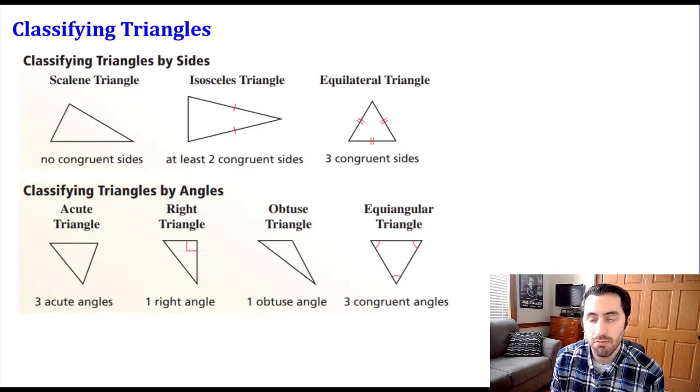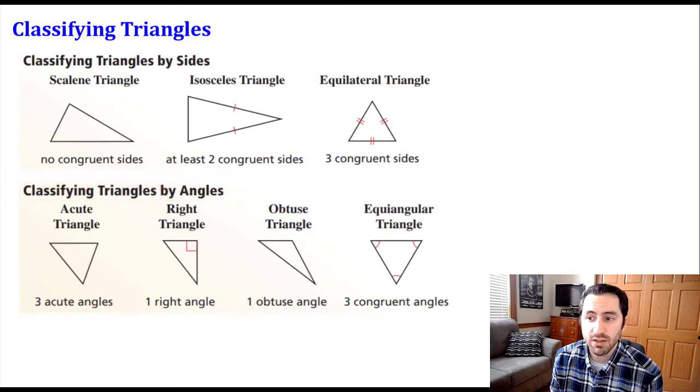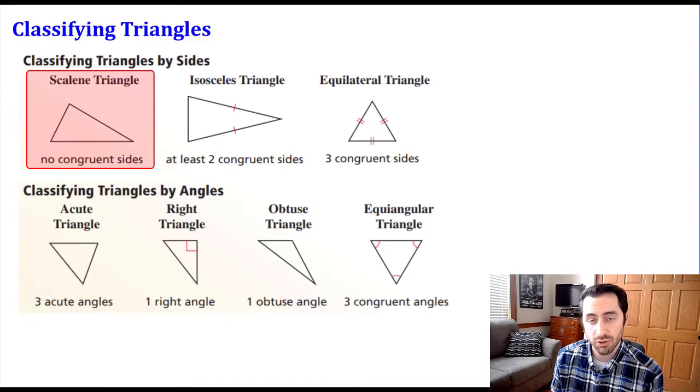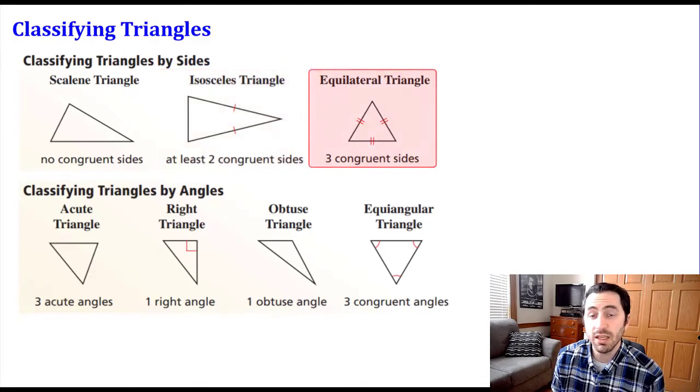So as I said to begin with, here are the different ways that we can classify triangles. There are two main categories. We can classify them by the side lengths, and we can also classify triangles by the angle measures. For the side lengths, we have three options. We have a scalene triangle, which is a triangle that has no congruent sides, so none of the sides are the same length. An isosceles triangle has at least two congruent sides, so two of the sides of that triangle are the same. And then an equilateral triangle where all three sides are congruent to each other.